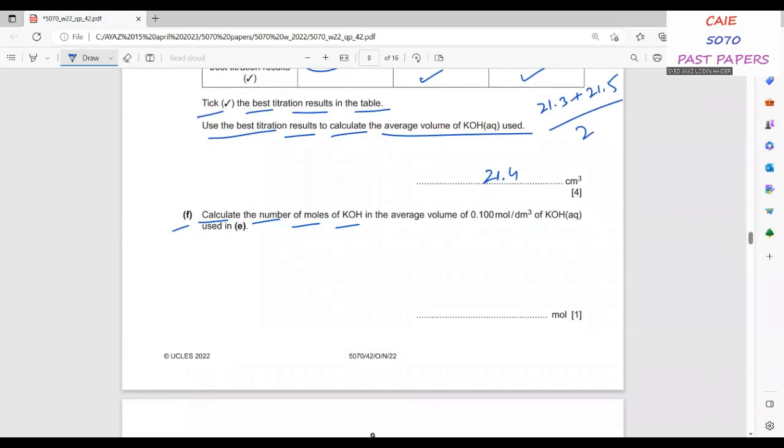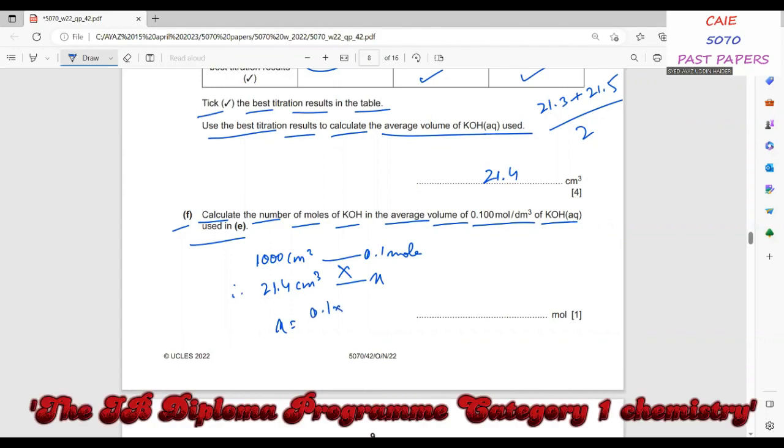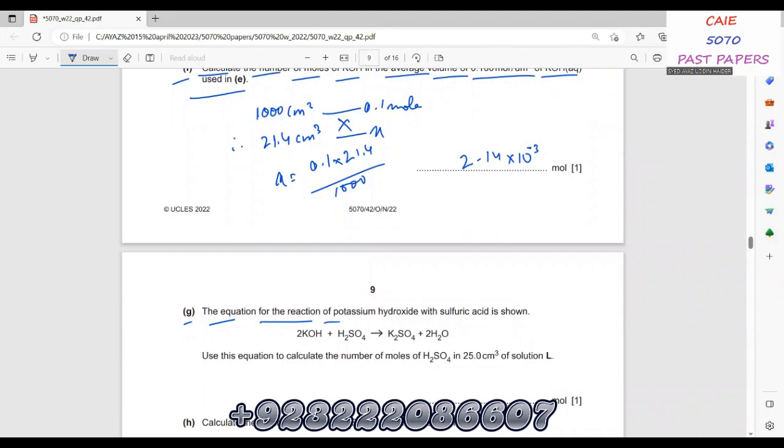F. Calculate the number of moles of KOH in the average volume of 0.1 mole per dm cube KOH used. So 0.1 mole per dm cube means 1000 centimeter cube contains 0.1 mole. Therefore, 21.4 centimeter cube contains x moles. So x will be equal to 0.1 multiplied by 21.4 divided by 1000. We'll get 2.14 into 10 to the power minus 3, which is the final answer.